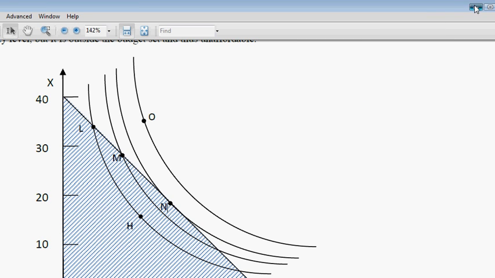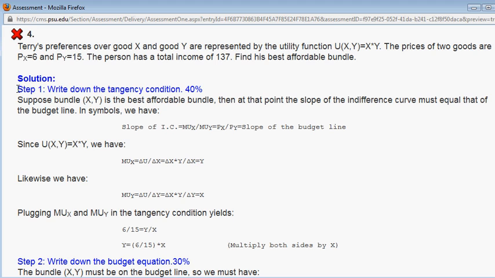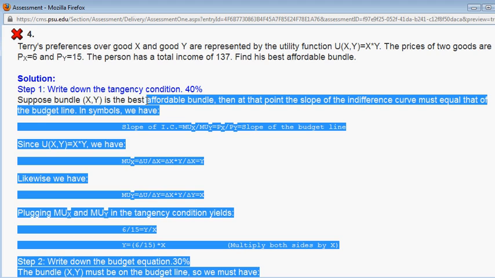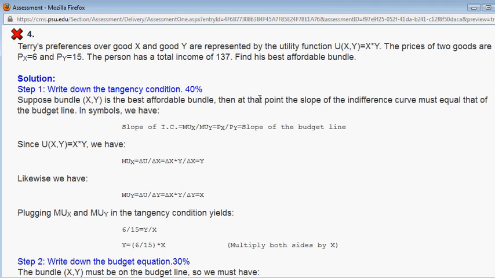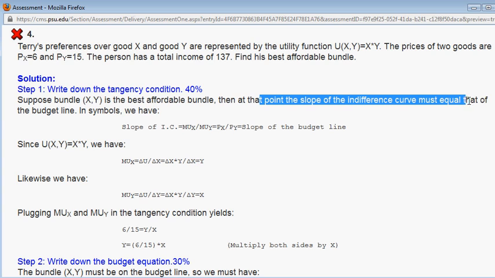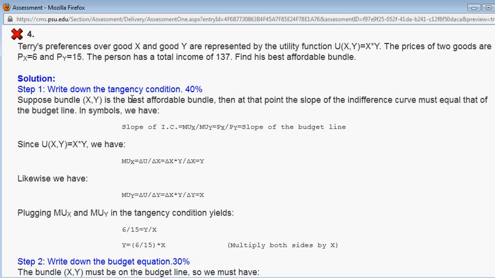Let's go back to our question. First, let's write down the tangency condition. Suppose (X, Y) is the best affordable bundle, then the slope of the indifference curve must be equal to the slope of the budget line at this point. That makes sense. In symbols, we have this: the slope of the indifference curve, which is MUX over MUY. That's a long story. We're not going to talk about this here. And the slope of the budget line is PX over PY, which we discussed in class.